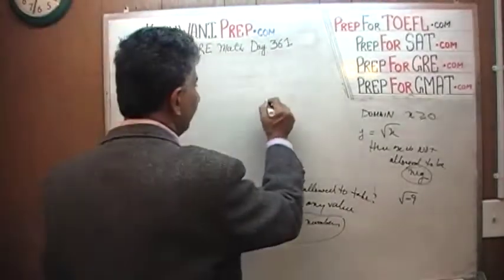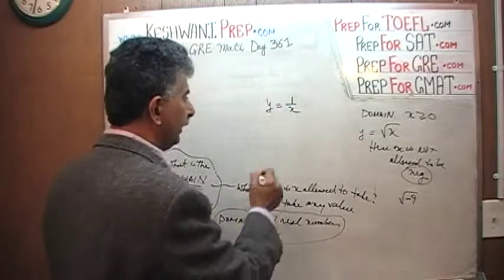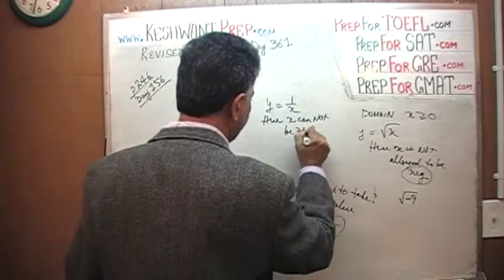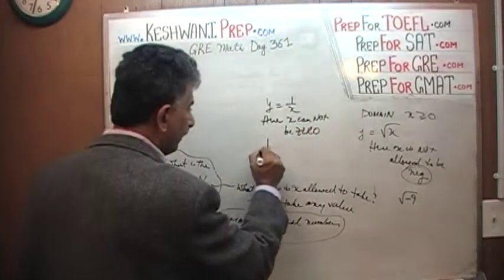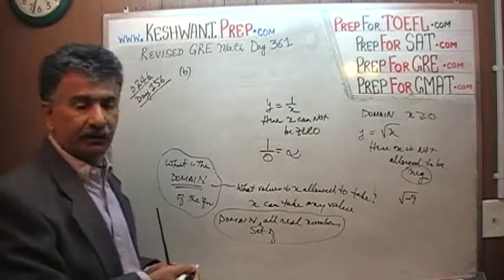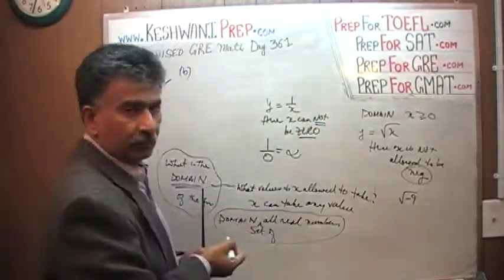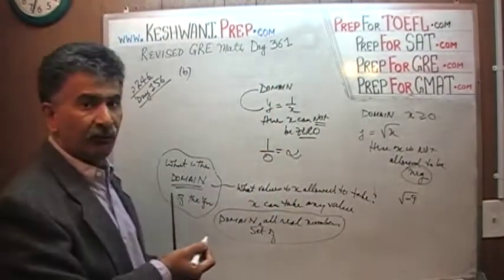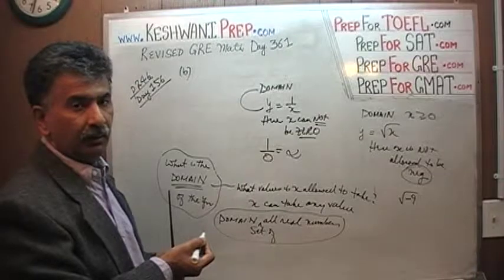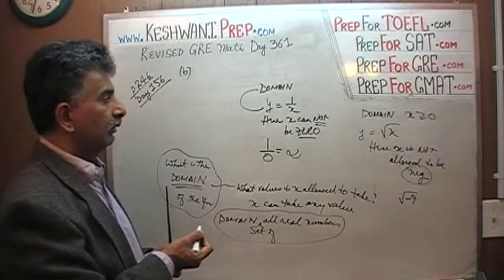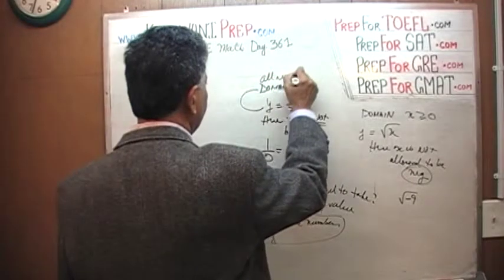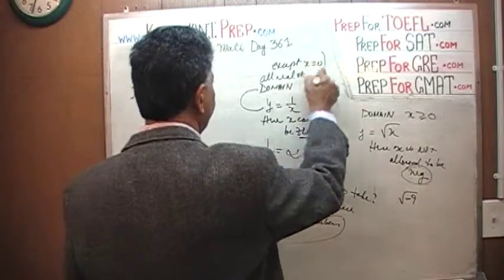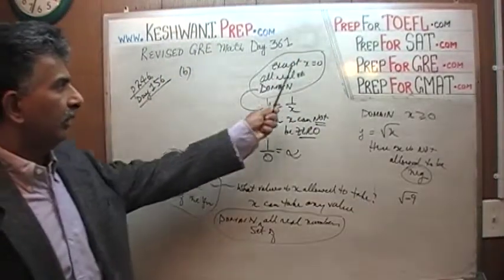Another example is this one. If we say that y is equal to 1 over x, here x cannot be 0. Why? Because any number divided by 0 is infinity. It's undefined. So what's the domain of this function? The domain of this function is the set of all real numbers except x equal to 0.